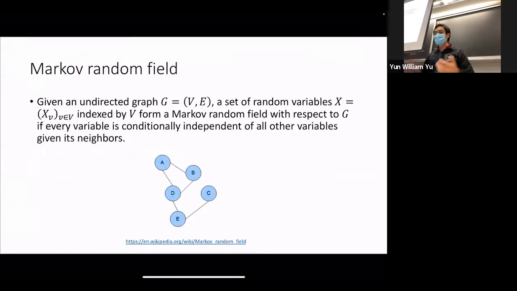With a Markov random field, each variable is conditionally independent of all other variables given its neighbors. So you're basically saying, if I know my neighbors, then I don't need to know anything else to know my probability distribution. And so you can also encapsulate certain types of probability distributions using these kinds of Markov random fields.